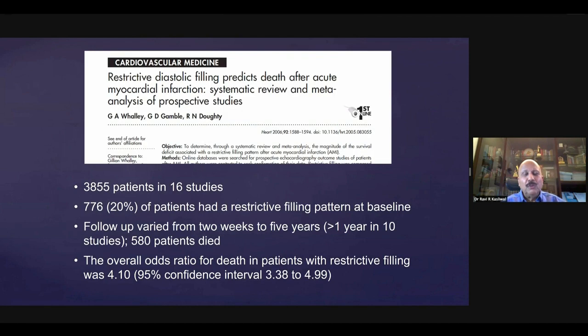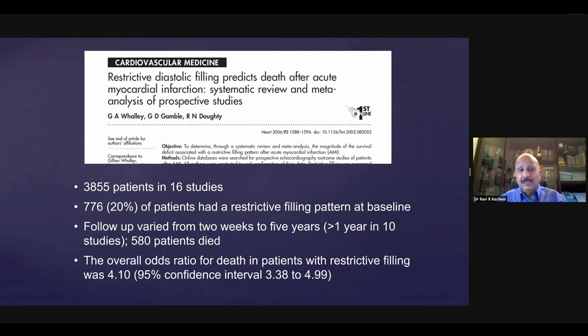As I was saying, you can also get a lot of hemodynamic information, not only by doing stress echocardiography or a dobutamine, but also just from echocardiography on CAD patients. For example, restrictive diastolic filling predicts death after acute myocardial infarction. Systematic review and meta-analysis of 3,855 patients in 16 studies. It was found that 20% of patients had a restrictive filling pattern, and you can actually prognosticate these patients, at the end of 1 year, how many people actually didn't make it.